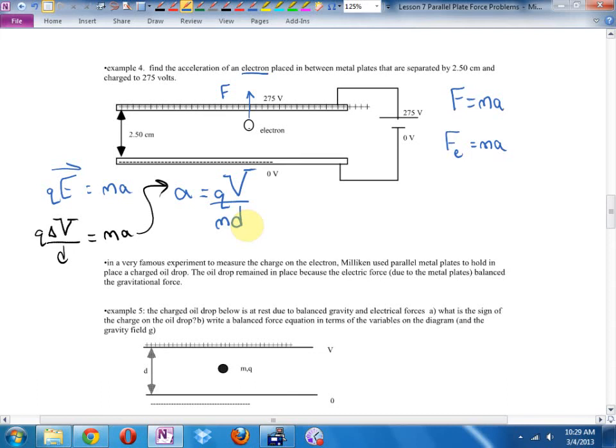All right. Q. It's an electron. I hear somebody turning a page, looking. Thank you for not disappointing me. The rest of you, please. 1.6 times 10 to the negative 19. V. How many volts is this electron traveling through? 275.